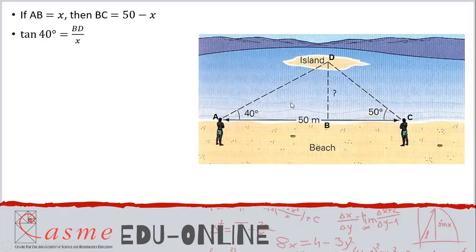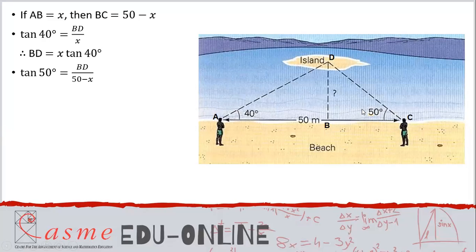The tangent of 40 degrees will be this side, which is BD, divided by AB. And my AB, I know, is equal to X. Now, changing the subject of the formula, I can work out what BD is equal to. Therefore, my BD is equal to X multiplied by tan 40 degrees. It doesn't matter what X is equal to.